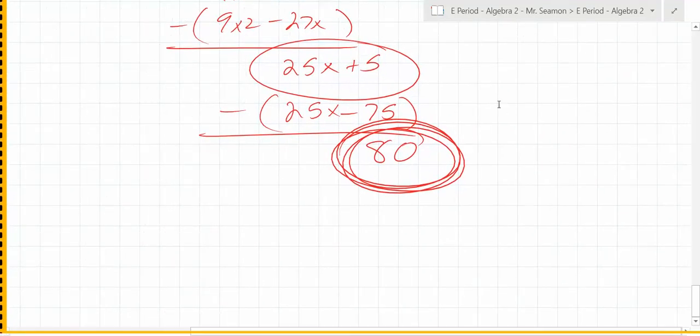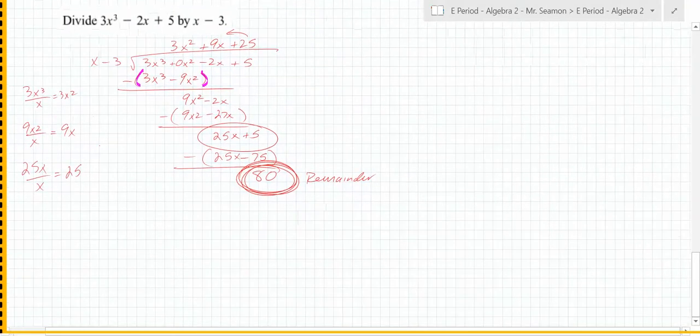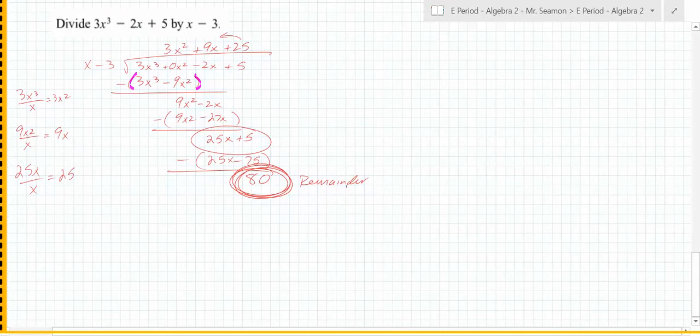So did this divide cleanly? No. You cannot add it to the 25. What we now say, Nick, this is what we've proven. This is really important. We just did this: 3x squared plus 9x plus 25 over what? What was it? x minus 3.